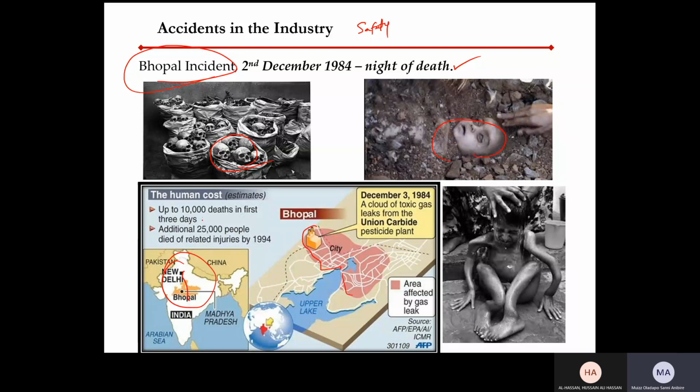10,000 deaths were recorded in the first 3 days, and 25,000 people died of related injuries by 1994, which is 10 years later. People were still affected by the Bhopal accident, as you can see in this photo as well. This was a cloud of toxic gas that leaked from the Union Carbide pesticide plant. So it was a pesticide plant. Toxic gas was released from here, and this later led to an explosion.